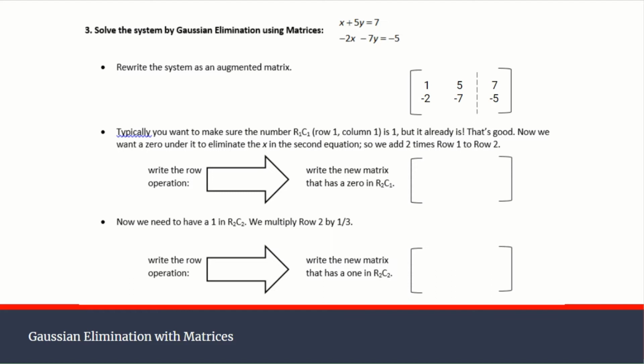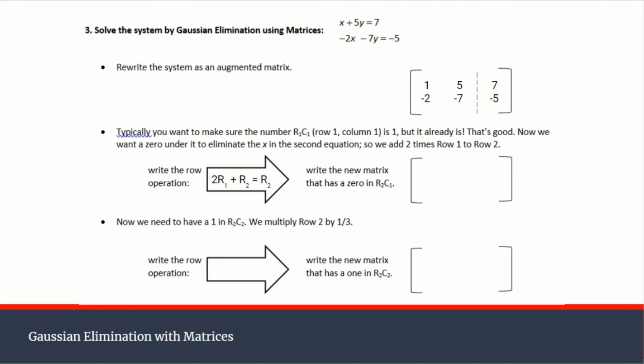Now when you look at this, you already have a 1 in that row 1, column 1 position. That's really nice. But you need to get a 0 underneath it. Underneath it is a negative 2. So you need to think, what do I add to negative 2 to get 0? Well, I add a positive 2. So that's what I need to multiply by on the top. So I'm going to do 2 times my row 1 and add it to row 2, and that's going to give me my next row 2.